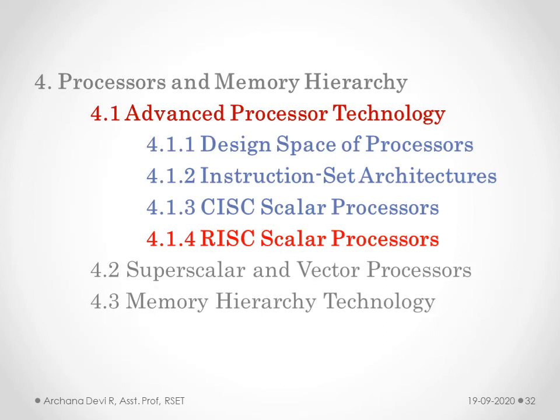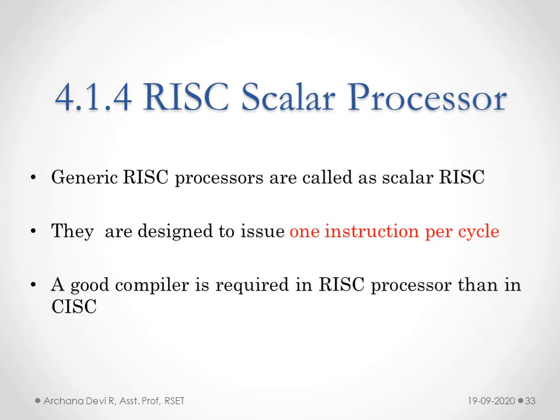Now let us look at the last section, 4.1.4, RISC scalar processor. Here we'll see some of the popular RISC scalar processors. These generic RISC processors are also called scalar RISC processors. They are designed to issue only one instruction per cycle, whereas in CISC, in a single clock cycle, multiple instructions are being executed. So in order to achieve this, we need a good compiler to achieve better performance in RISC compared to CISC.